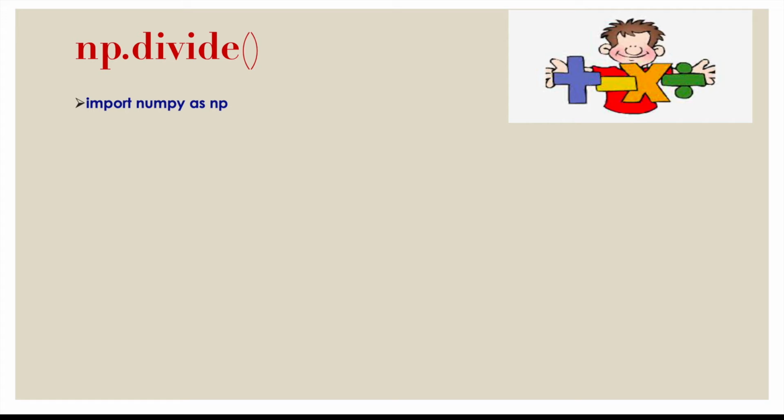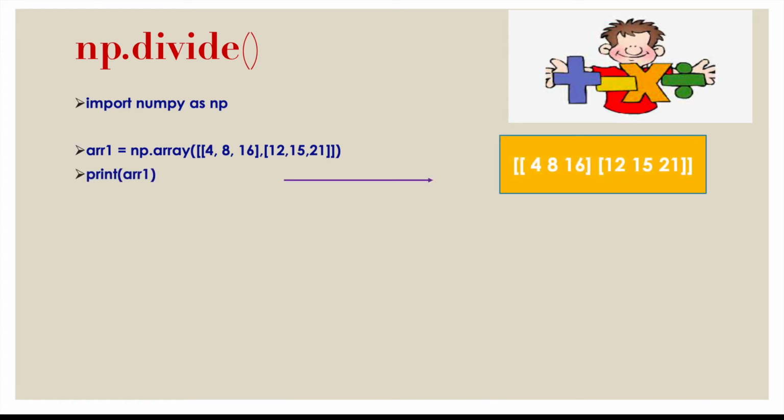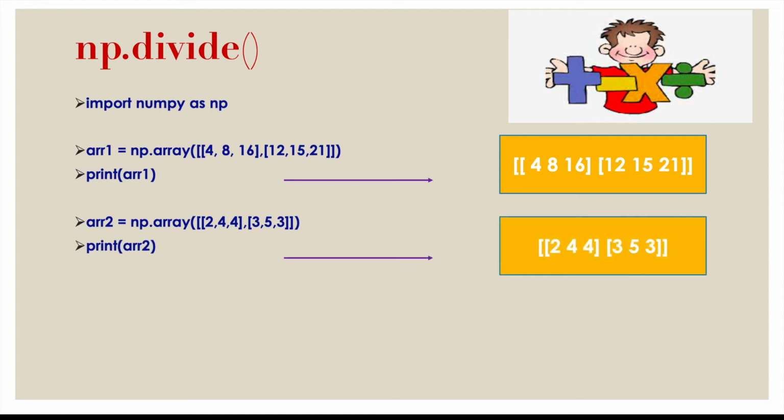Now let's see the code. We import numpy as np. We create our very first array, array 1, by calling numpy's array function and passing arrays to it. This will create our 2D array in a 2x3 format. Then we create our next array, that is array 2, by again calling np's array function and passing the arrays to it. This is also creating a two-dimensional array in a 2x3 format. Now we want to divide these two arrays, so we call numpy's divide function and pass array 1 and array 2 as its argument.